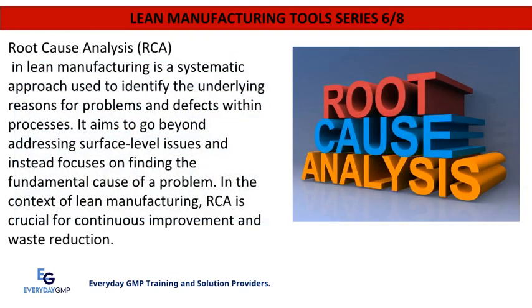Root cause analysis, RCA, in lean manufacturing is a systematic approach used to identify the underlying reasons for problems and defects within processes. It aims to go beyond addressing surface-level issues and instead focuses on finding the fundamental cause of a problem. In the context of lean manufacturing, RCA is crucial for continuous improvement and waste reduction.